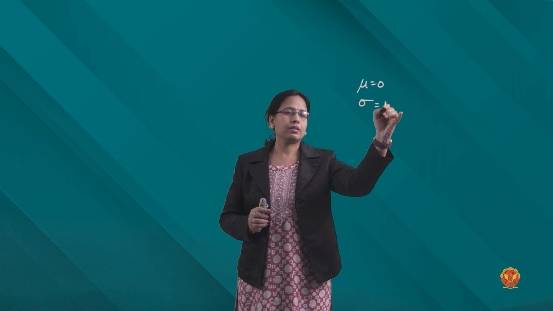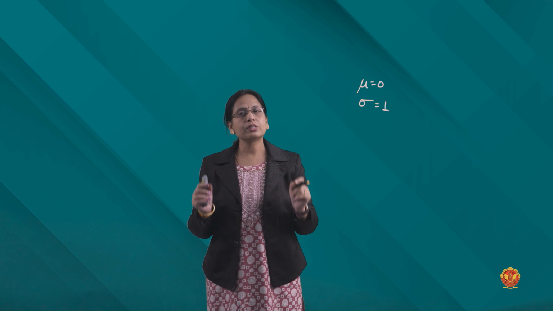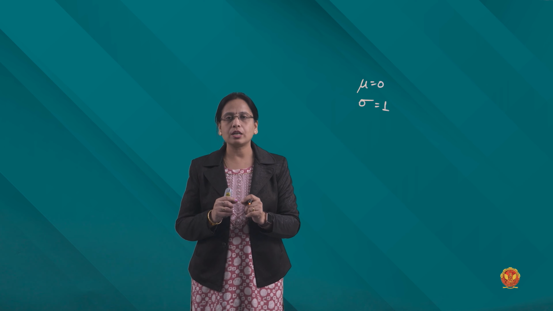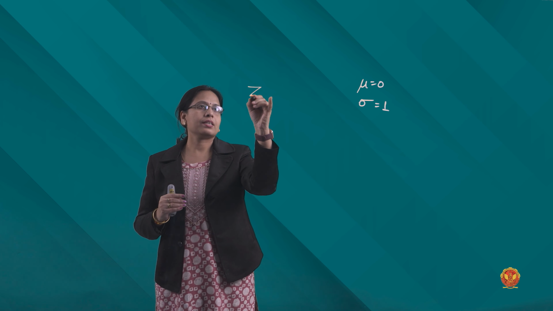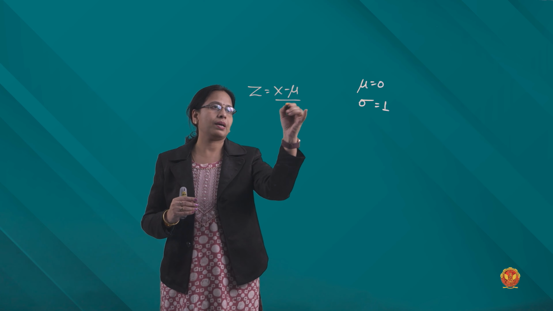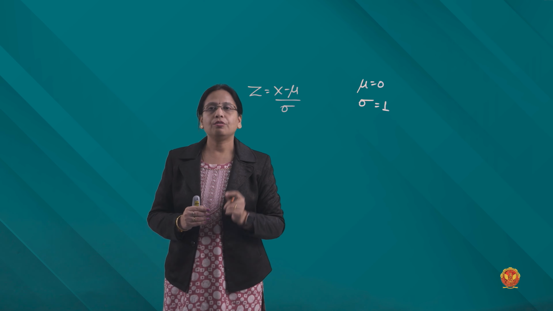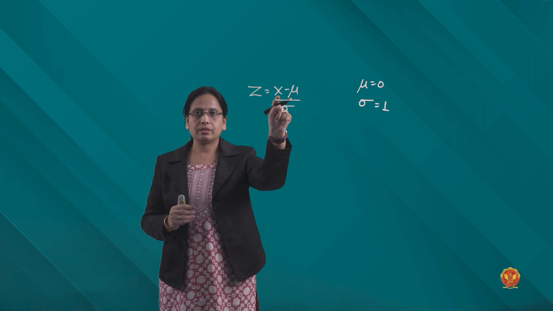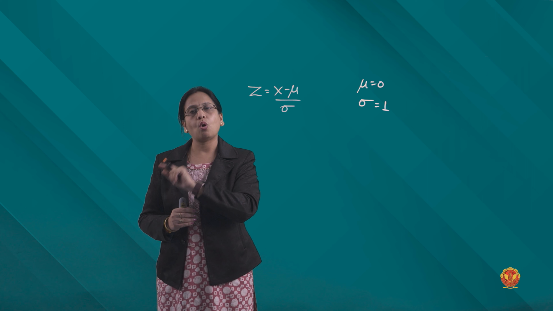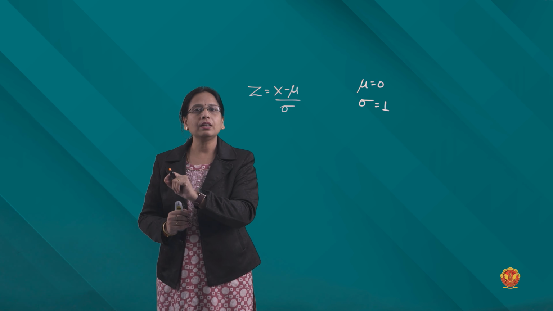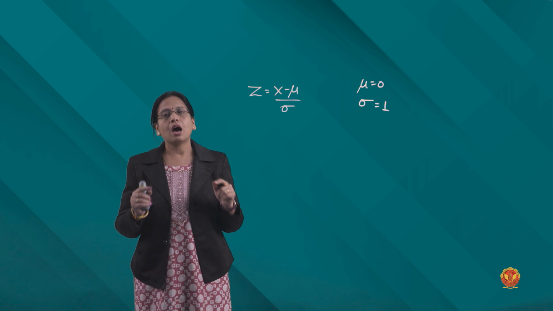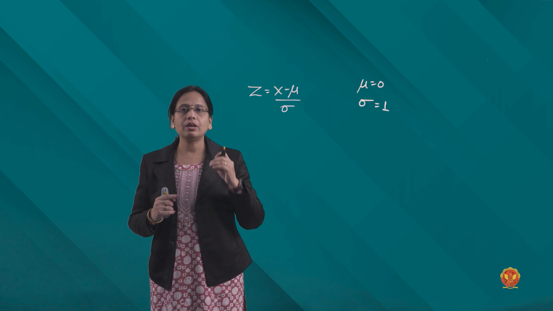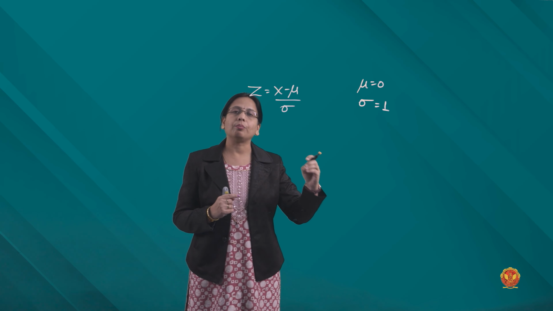Standard deviation is 1. We use a transformation. What to transform? The value x is converted into a z-score. So which formula do we use for the transformation? z is equal to x minus mu divided by the standard deviation. The value x in the given equation comes from a known normal distribution with the known mean and the known standard deviation. The z-score tells how many standard deviations a particular value of x varies from the mean.